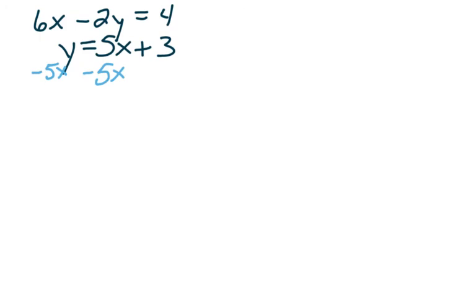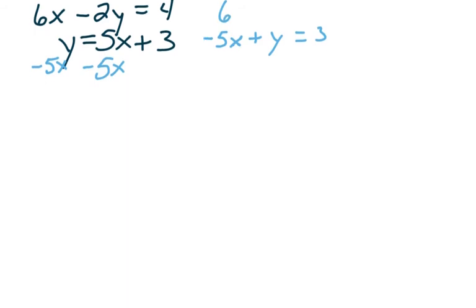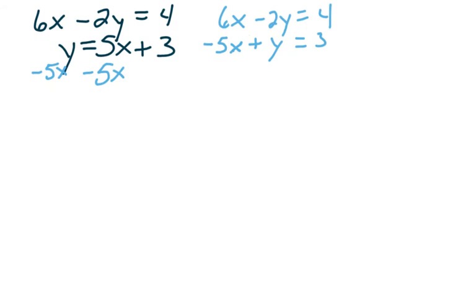Now I can't combine a 5x with a y because they're not like terms, and I need to put the 5x first. So this equation now ends up being negative 5x plus y is equal to 3. Other equation stays as it is. 6x minus 2y equals 4.